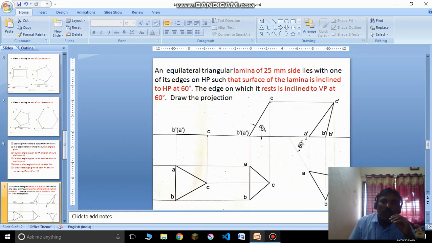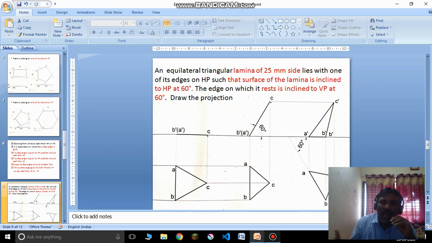So look at this problem. An equilateral triangular lamina of 25 mm side lies with one of its edges on HP such that the surface of the lamina is inclined at 60 degrees to HP. The edge on which it is resting is inclined at 60 degrees to VP. Draw the projection. Okay, so we will follow the step by step procedure.